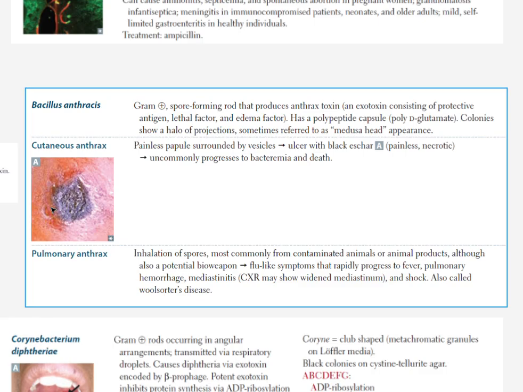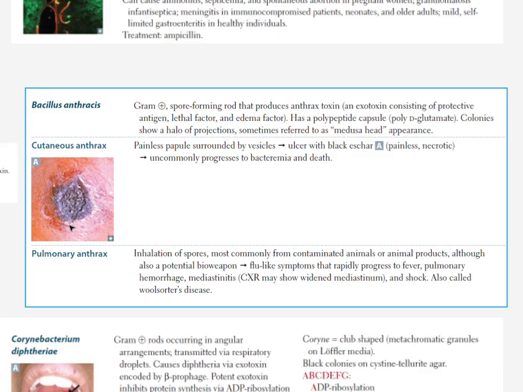And then it also has the lethal factor, which basically kills the cells. So this protective antigen helps the toxin enter the cell. The edema factor basically allows for all of this swelling around the eschar, and the lethal factor basically kills the cells. Okay, so you get this black eschar in the disease, which basically means black skin, dead black skin.